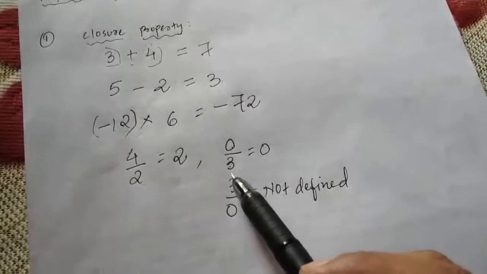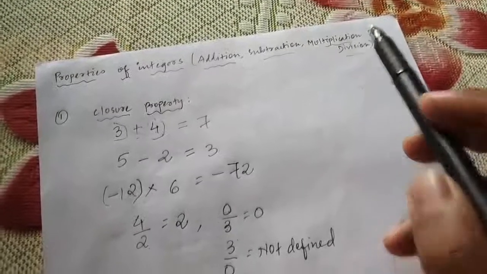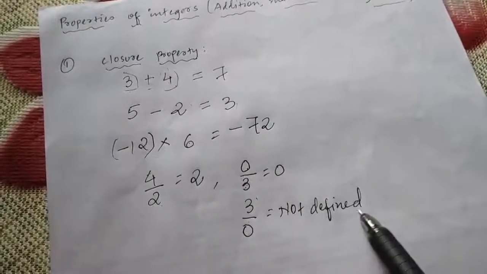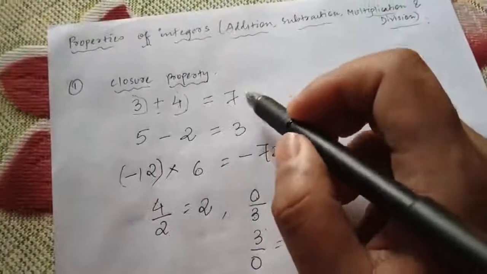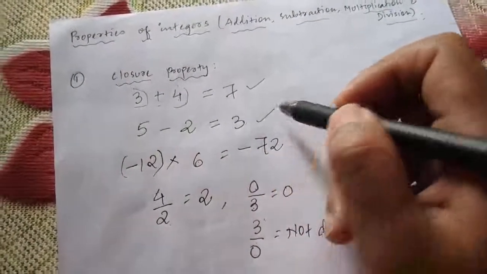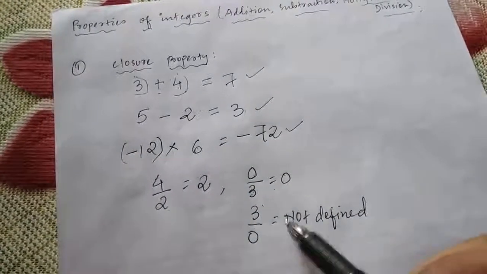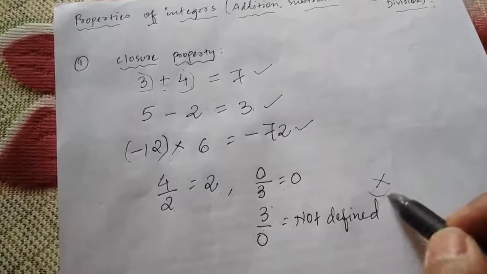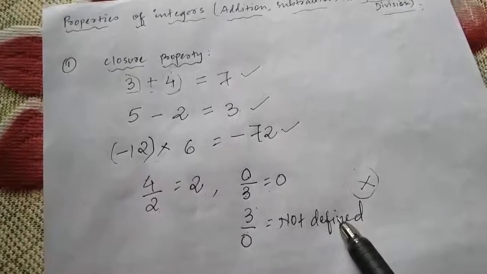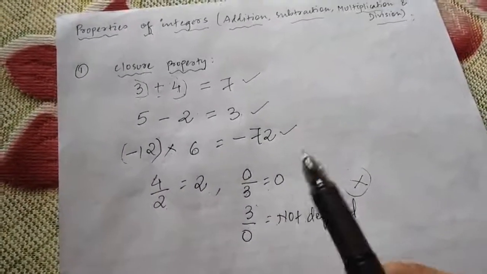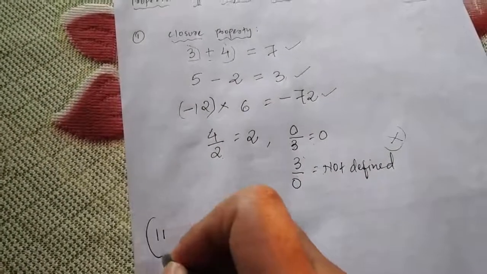So here I have taken one integer 3, one integer 0 and I have done the operation of division, but I did not get any integer over here, rather we got such a number which is not defined. So for addition closure property is true, for subtraction closure property is true, for multiplication closure property is true, but for division our closure property is not true. That is, when we take integers and do the operation of division we are not getting an integer. So for division our closure property is not true. Now let us see our next one, that is commutative property.